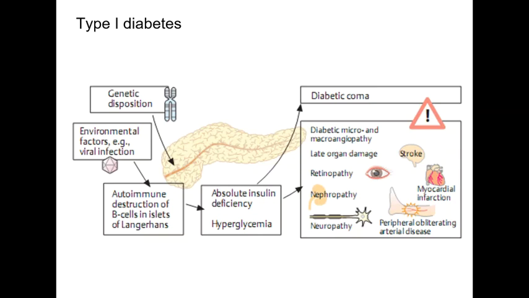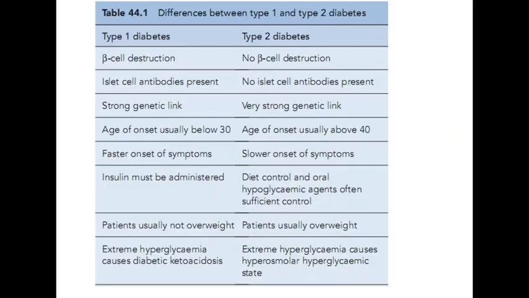So all of these occur in type 1 diabetes mellitus. Now looking at the differences between type 1 and type 2 diabetes mellitus, in type 1 there is destruction of beta cells, and in type 2 beta cells are not destroyed, the number remains constant or unaltered. Islet cell antibodies are present in type 1 diabetes, but they are absent in type 2 diabetes.